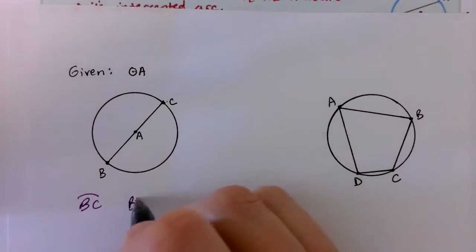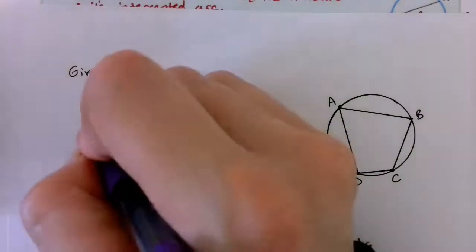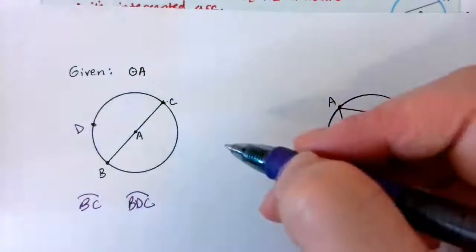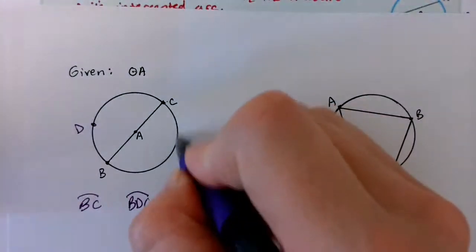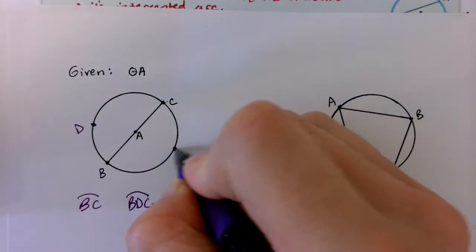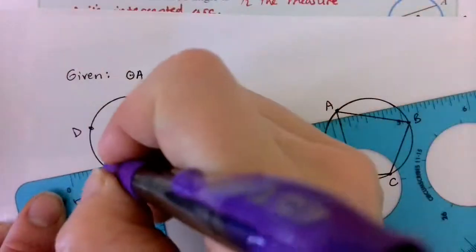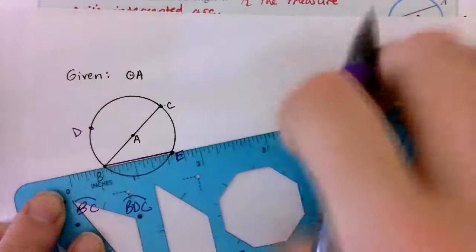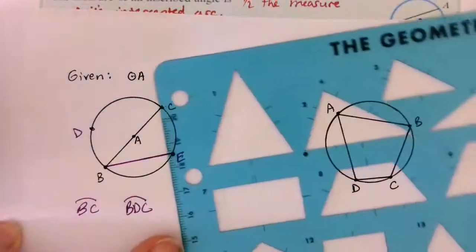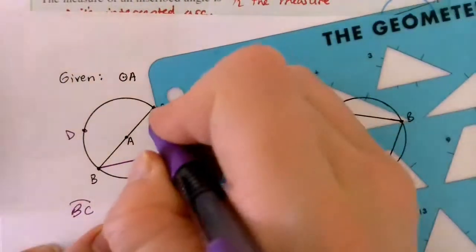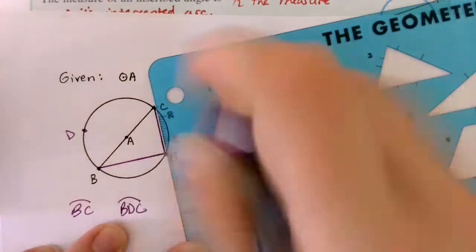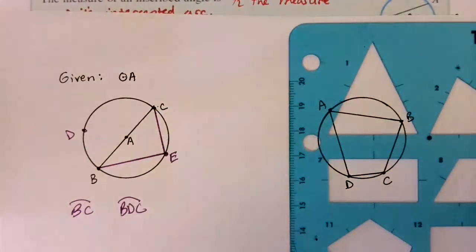So BDC could be the arc name if I put a point somewhere over here. Now let's put a point somewhere over here just for fun. And let's call that E. And then let's actually make an angle here, an inscribed angle from B to E to C. And I want you to tell me, what can you tell me about angle E?